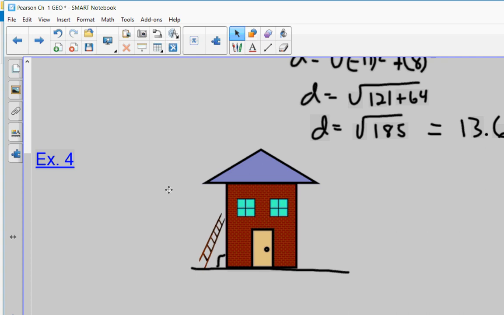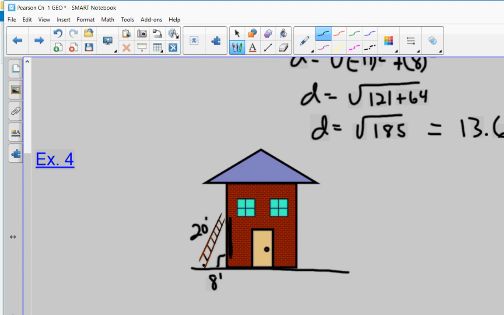In the problem, they tell me there's a 20-foot ladder that's resting against the house. So I'm going to label that the ladder is 20 feet long, okay? And they tell me that the ladder is 8 feet from the side of the house, or the base of the house. So this little distance between the bottom of the ladder and the house is 8 feet. And they want me to find how high up the ladder is touching the house, okay?